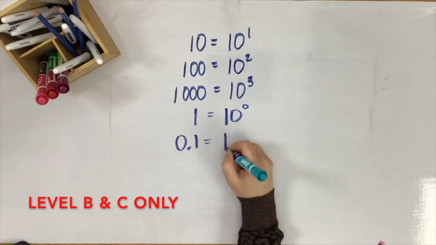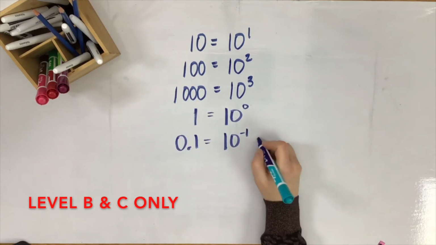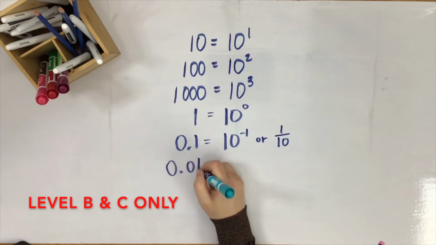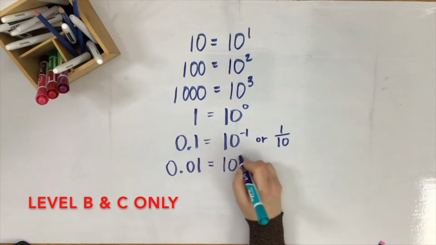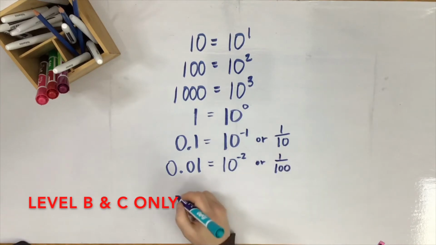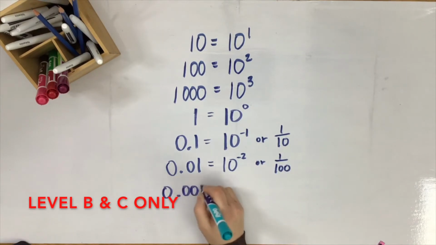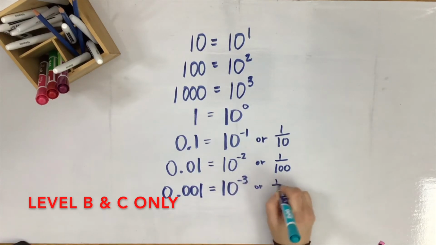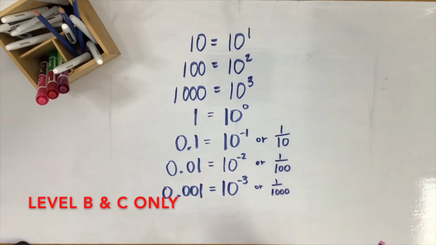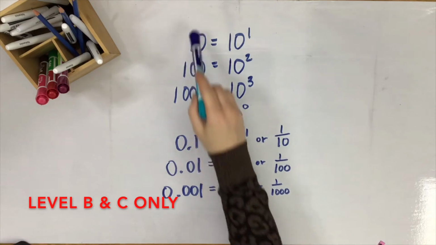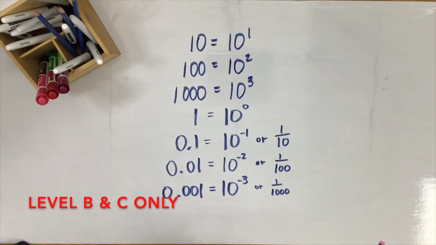1/10 could be written as 10 to the power of -1, or in fraction form, 1 over 10. 100th could be written as 10 to the power of -2, or 1 over 100. And 1000th can be written as 10 to the power of -3, or 1 over 1000. So your questions may be dividing by one of these, but I'll stick to these just for our examples. So if you want to pause and copy that down, that might be a good idea.